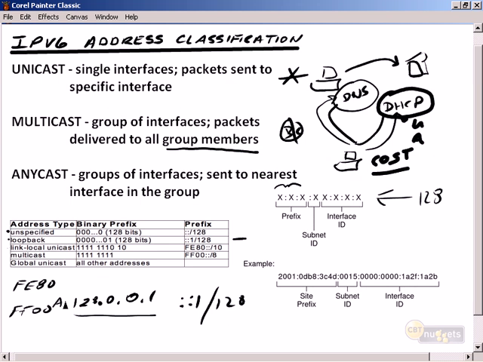Now, unicast addresses are the most common type of IPv6 address, just like with IP version 4. Since we have so many in IPv6, you shouldn't be surprised that pretty much every machine on your network will have at least one global unicast address assigned to each interface. That's what we have down here in the last row, where global unicast is basically all other addresses. All of the IPv6 address space that's not currently specified for some other purpose is reserved to be used as a global unicast address.